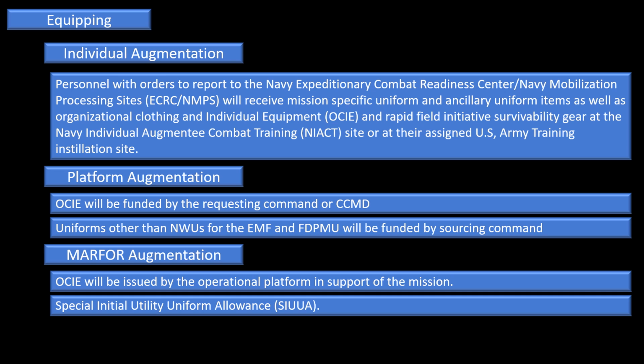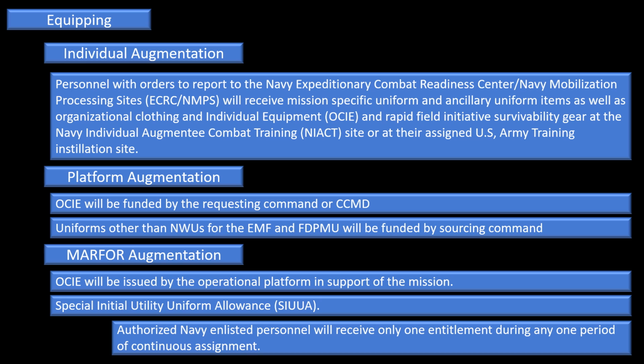You should get what's called a special initial utility uniform allowance. Okay, so your special initial utility uniform allowance is authorized for people. You only get one entitlement for any one period of continuous assignment, and there's got to be a 3-year break. So if you've been bouncing back and forth between Marine units, and you want this special initial utility uniform allowance, you've got to have a 3-year break before you can get it again. If you just do back to back to back, you don't get that allowance for each set of orders. There's got to be a 3-year break. Otherwise, they say you're good.